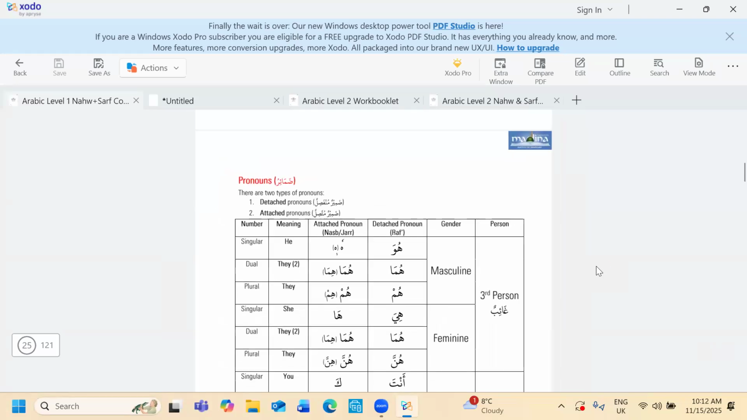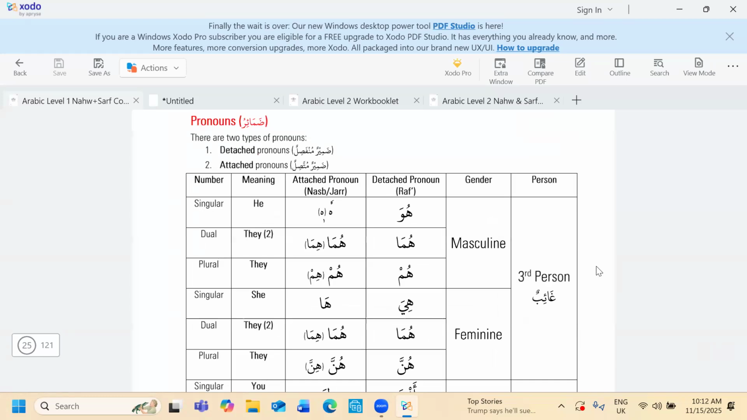So today we're not going to be memorizing it, but we're going to go through a few things regarding these pronouns. What you need to know is the detached pronoun, the attached version that goes with it, and then the meaning. If you know the meaning, then you don't need to know whether it's singular, dual, or plural. That will come with the meaning. So the two types of pronouns are detached pronouns and attached pronouns. What do we mean by detached pronouns?